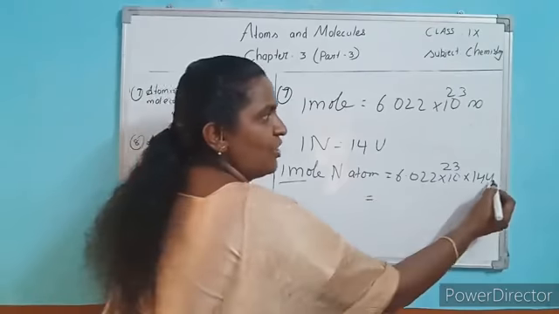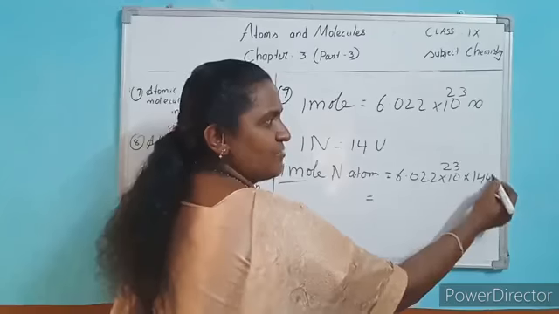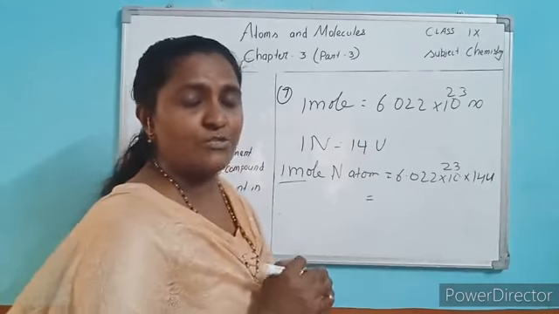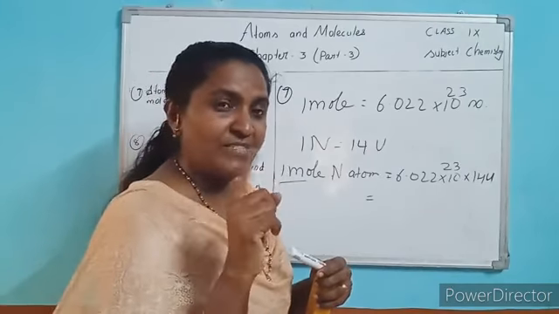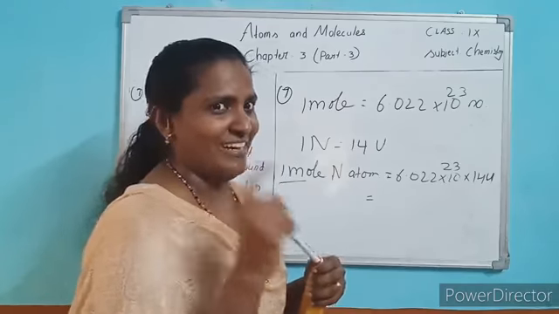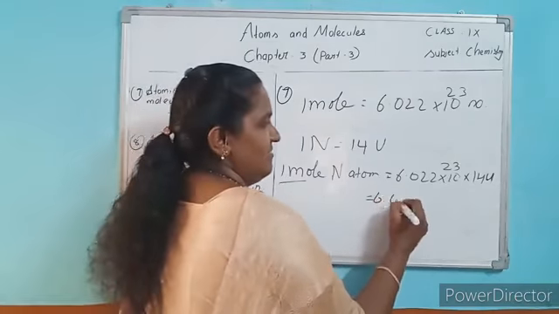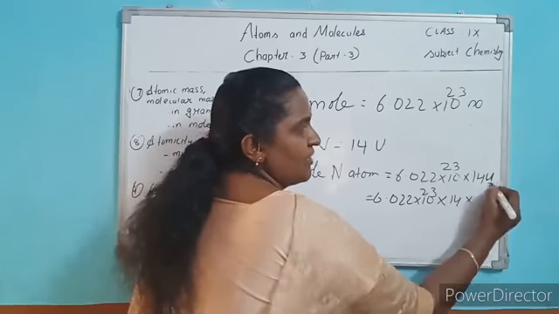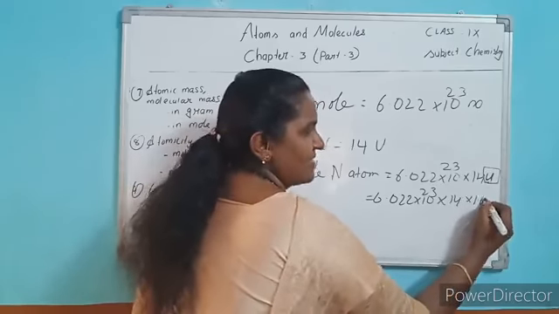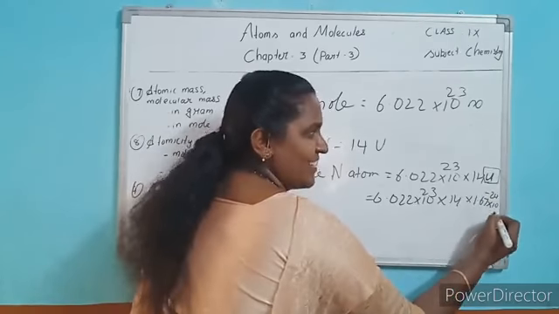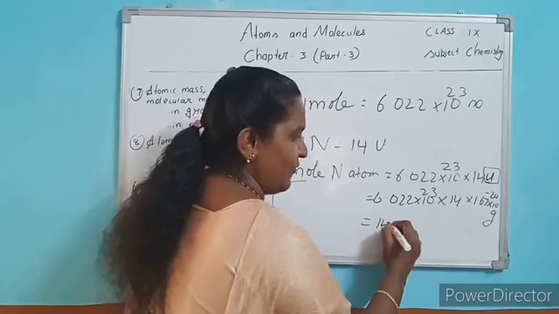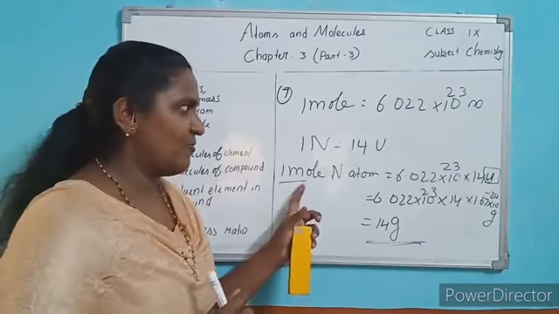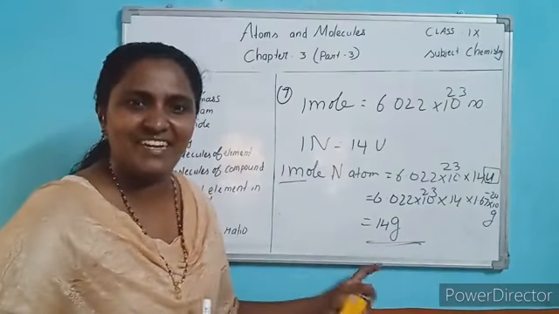Clear? Now I want to convert into gram. So in place of U, what do you do? Multiply with, how will you convert unified mass to gram? Multiply with 1.67 into 10 raised to minus 24 gram. So we apply this into 14 into 1.67 into 10 raised to minus 24 gram. So when you multiply, you will get 14 gram. Clear? This is 1 mole of nitrogen atom in gram.